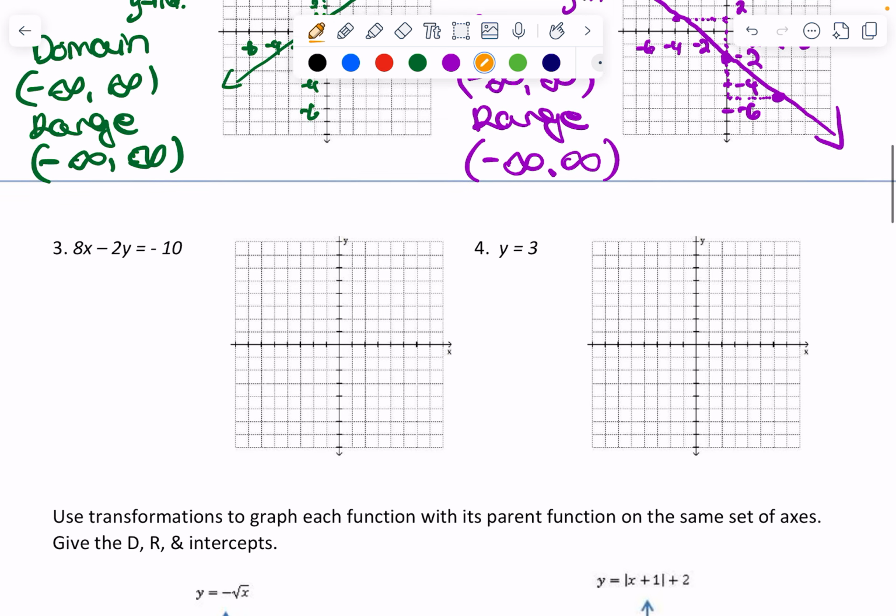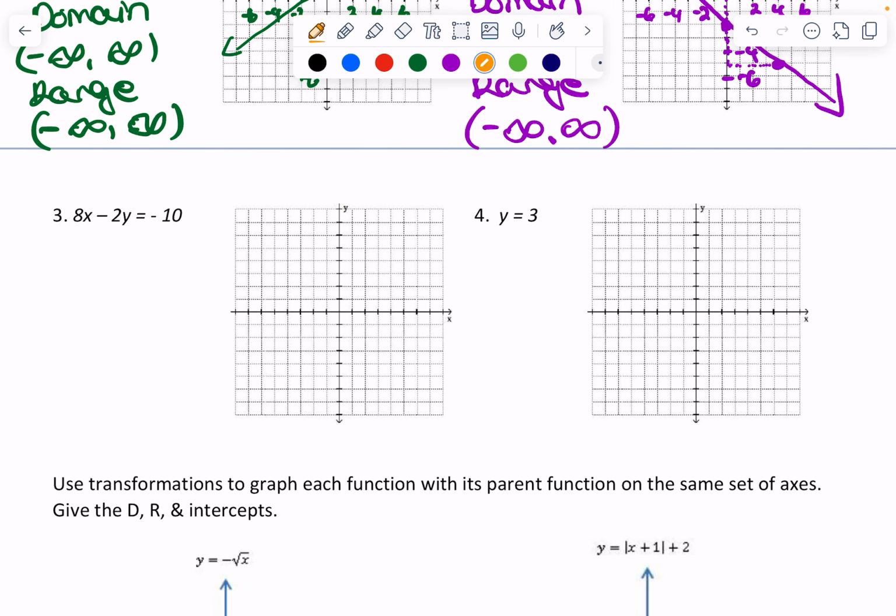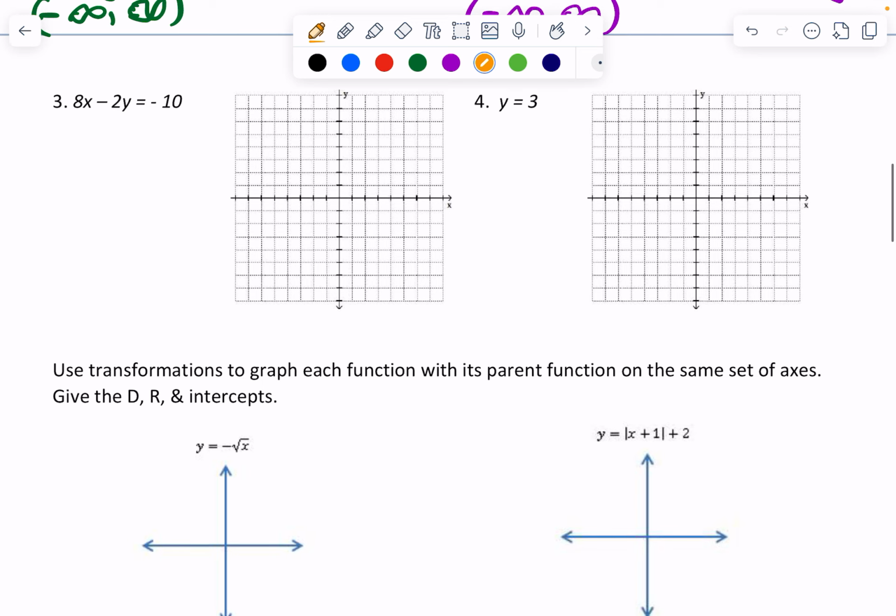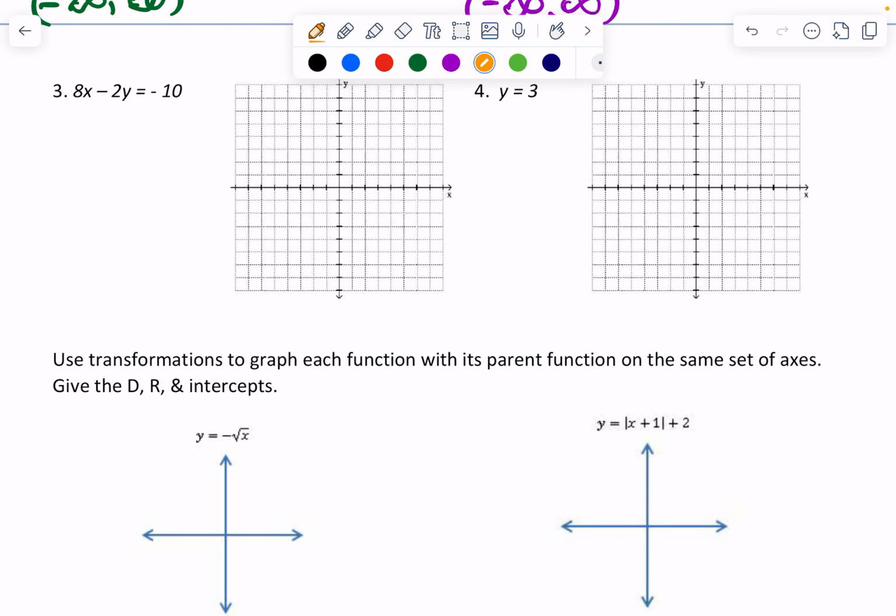Okay, next we're going to look at 8x minus 2y equals negative 10. So this is in standard form. We have two options here. We can either solve for y, or we can plug in the x and y intercepts and graph it with that. Now, what I'm going to do here is solve it for y first, and graph it with the slope-intercept form.